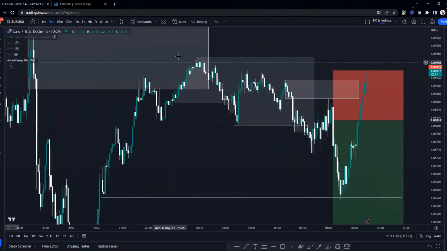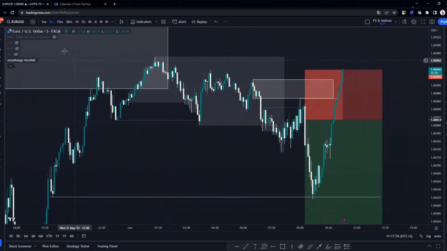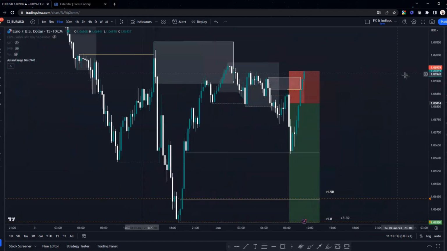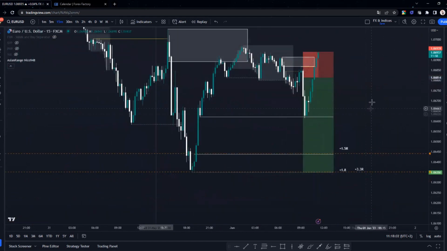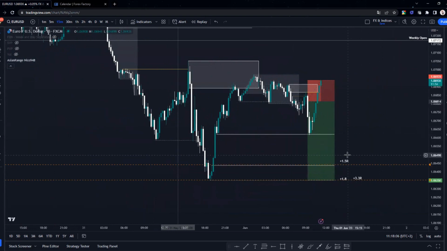All right, so price is about to hit my stop loss, and we are out of this trade. This is a small loss for me, as I was risking just 0.5%, and on to the next trade.